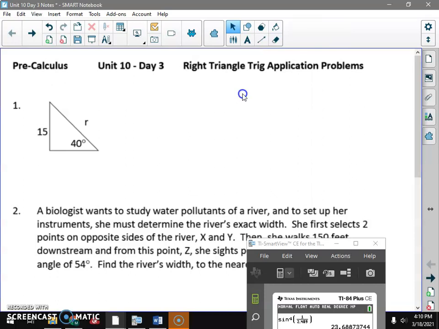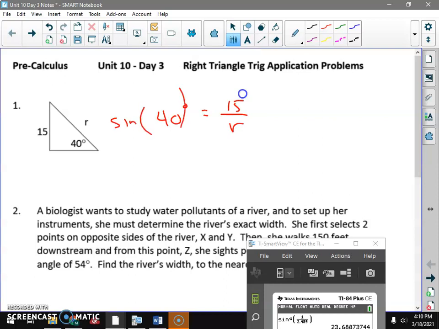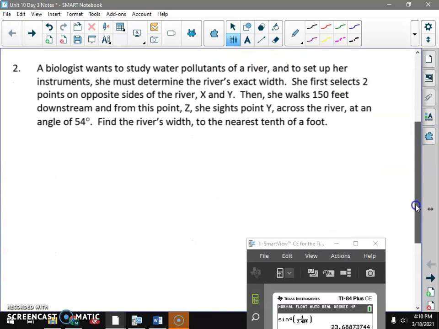Solve for R. You would say 40 relates how? 15 is opposite. R is hypotenuse. It must be sine. Sine of 40 equals 15 over R. R equals 15 over sine 40. And I'll round it to the nearest tenth if it's a side. 23.3. Beautiful. All right, let's do it.